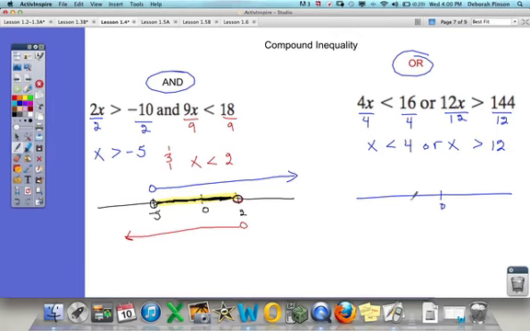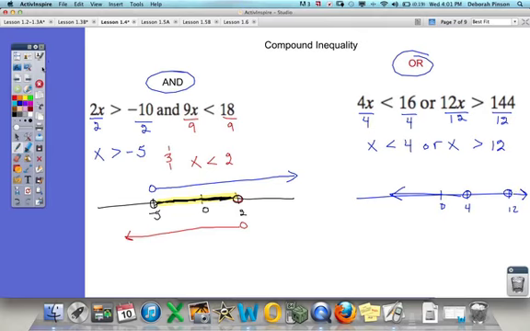Now, I'm going to graph each of these. So here I am at 4. There's 12. Now, this is less than. At 12, it's greater than. Now, see how these don't overlap? That's the typical situation that you have with the "or" thing, is they don't overlap. So both of these are parts of your answer.